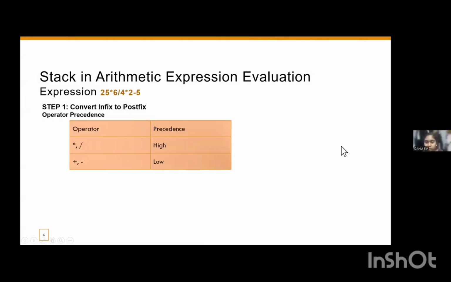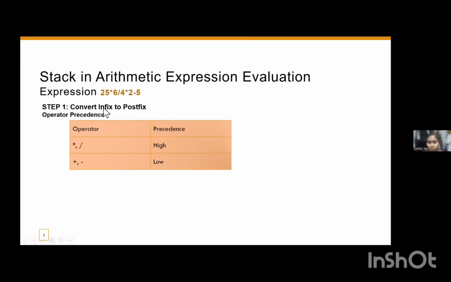For explaining arithmetic expression evaluation, I chose this expression. These arithmetic expressions are written in different forms like infix and postfix. Infix expressions are easy for humans to read, but postfix expressions are easier for computers to evaluate. Here we are given the infix expression 25 * 6 / 4 * 2 - 5. To solve this using stack, we first convert this infix expression into a postfix expression and then evaluate it.